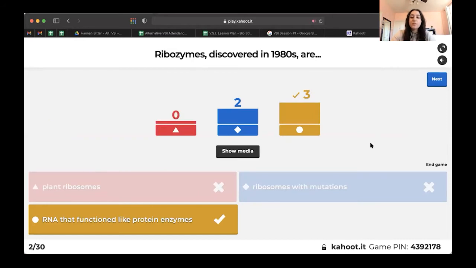I'm glad that most of us got this. Ribozymes, from the words ribosomes and enzymes, are basically RNA that function like proteins. The word has a protein and an enzyme in it. So just remember that ribozymes are RNA that function like proteins. It wouldn't be ribosomes with mutations or anything like that. So just a definition word.